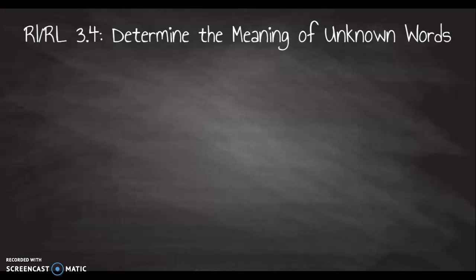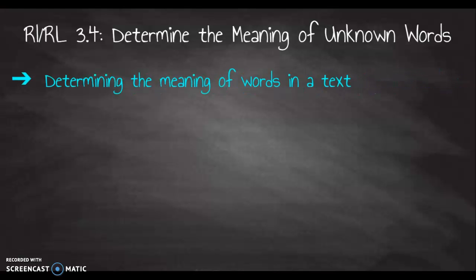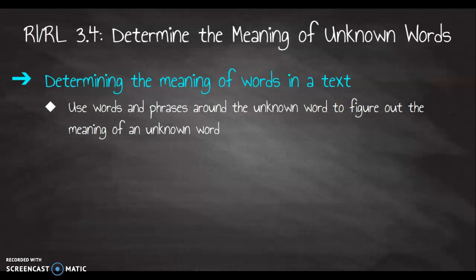RI and RL 3.4 are the same, they go together. This will be determine the meaning of unknown words. This is a really big concept in third grade and is focused on a lot throughout the year. So students will work on determining the meaning of words in a text, and they'll do this by using words and phrases around the unknown word to figure out the meaning of an unknown word.